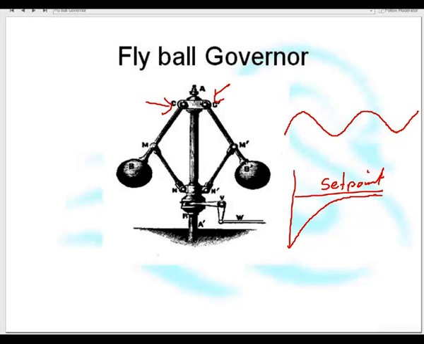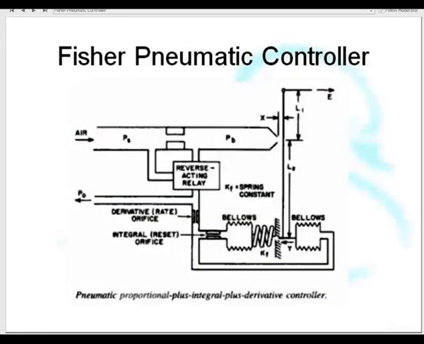What would the engineer in charge of the steam engine do to get it to set point? Absolutely right. He would hit it with a spanner. Now that's important to remember because that's actually how a modern PLC works. It has an I term, and the I term is equivalent to hitting it with a spanner every now and then. We'll be coming to that.